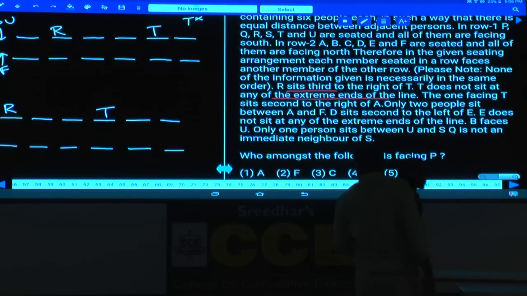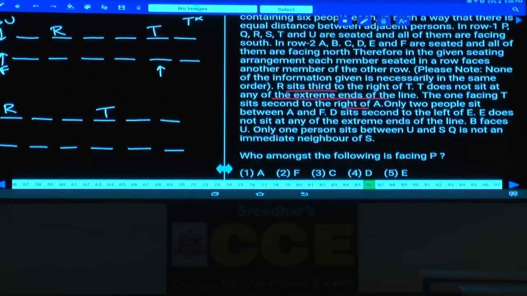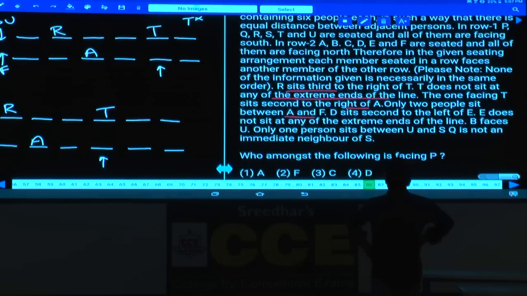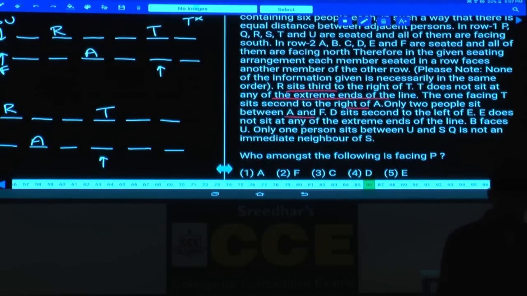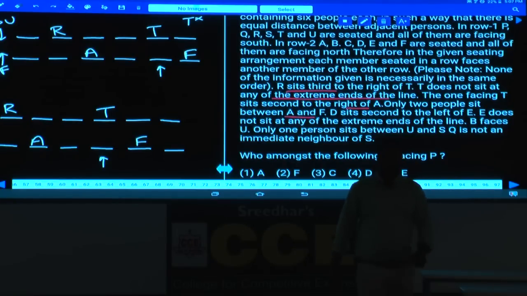And the one facing T sits second to the right of A. The one who is facing T is seated second to the right of A, hence A must be here. Clear now? Only 2 people between A and F. How many people in between A and F? Exactly 2 persons. As A is here, F must be here.